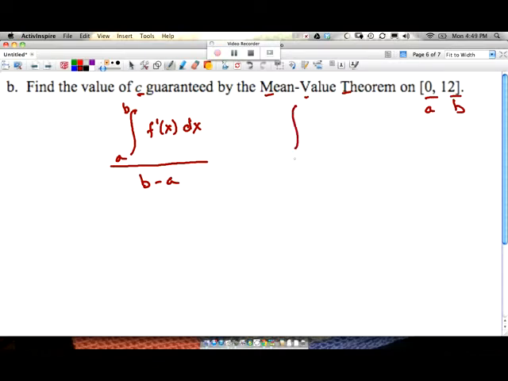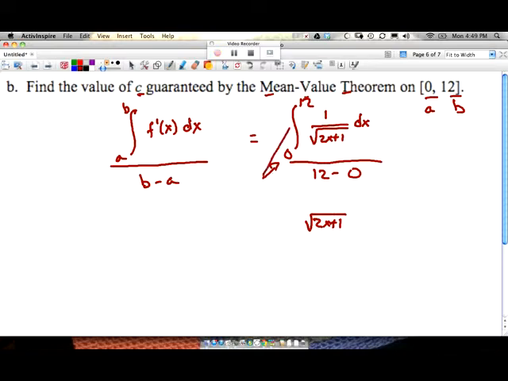That means that we're going to have the integral from 0 to 12 over 12 minus 0 down here. And then f prime of x was 1 over square root 2x plus 1, and then dx. Now, thankfully, we actually did this integral already from part A, so I know what that simplifies to be. That's just square root of 2x plus 1. And then we got this plus constant, but that doesn't happen.